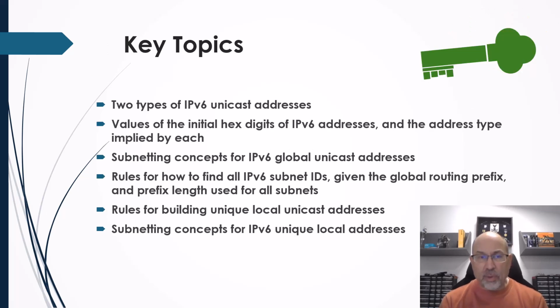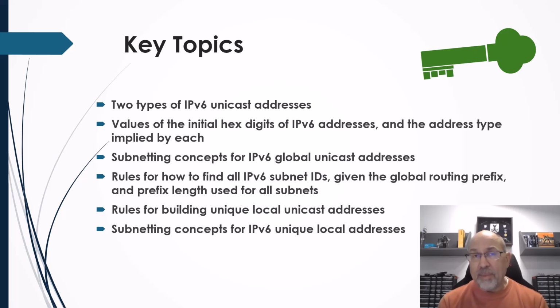So the key topics from the study guide are the two types of IPv6 unicast addresses. We'll talk about the hex digits. Most of the IPv6 addressing that we deal with, you can tell the difference between them by just looking at the first couple of hex digits. We'll show a table later on for that, and we'll do several examples.